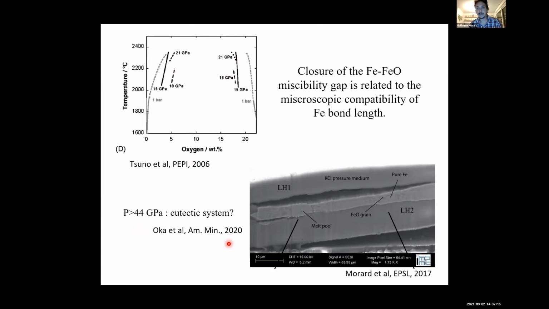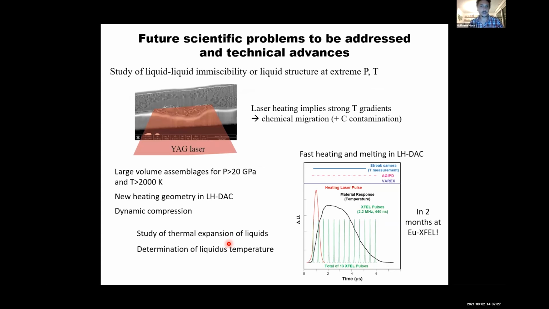We can explain with a microscopic behavior the evolution of the Fe-Fe distance in the liquid state, the closure of the miscibility gap. So the study of liquid immiscibility in diamond anvil cells, as I said, still has to be proven, or the liquid structure at extreme pressure and temperature in diamond anvil cells is quite complicated.